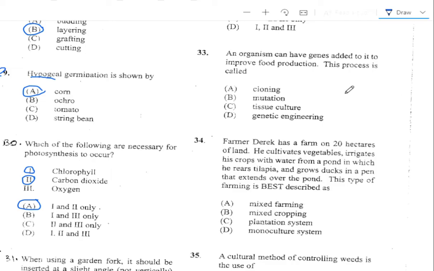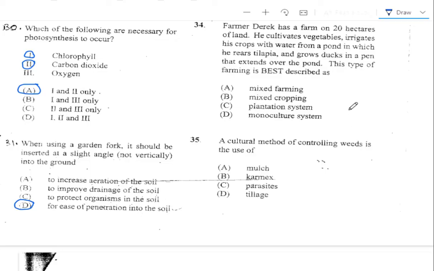Question number 33. An organism can have genes added to it to improve food production. This process is called A, cloning, B, mutation, C, tissue culture, D, genetic engineering. The answer is D, genetic engineering. Once you alter the DNA of the animal, that's genetic engineering.